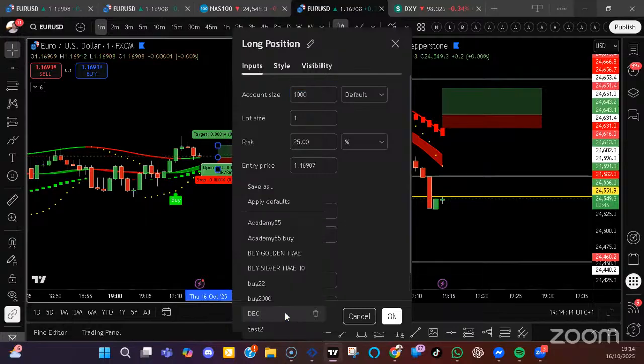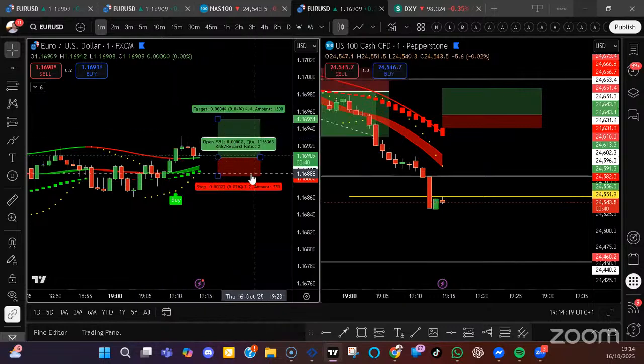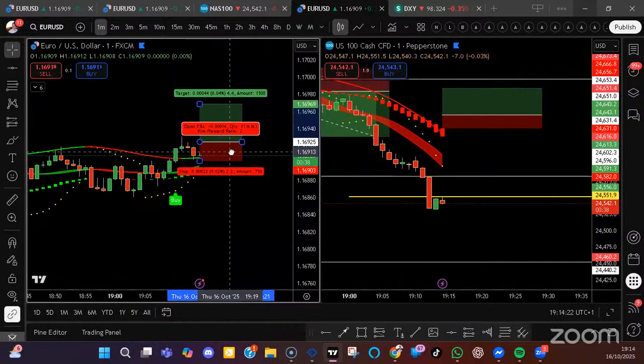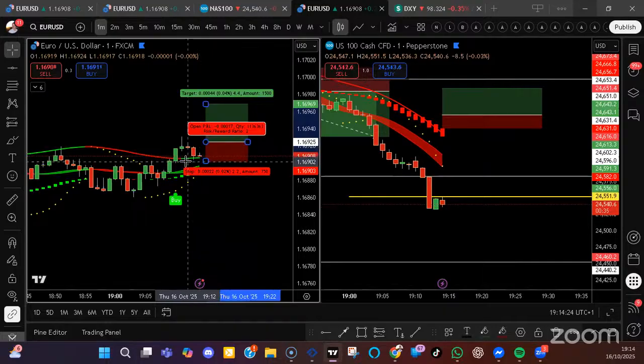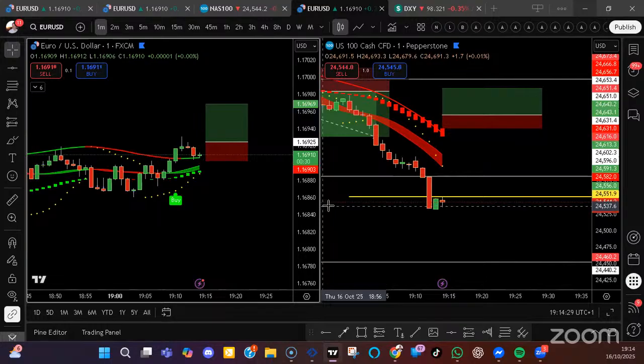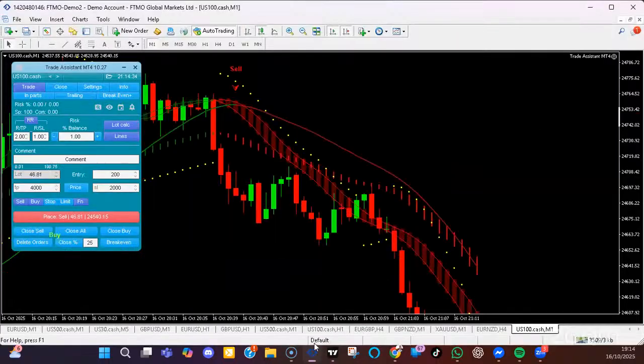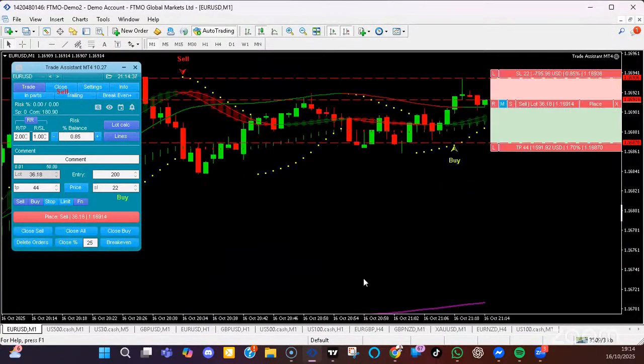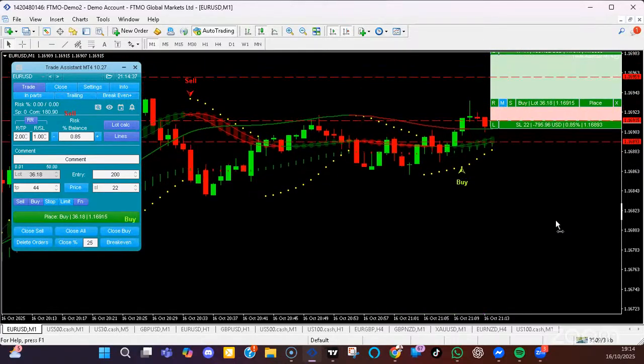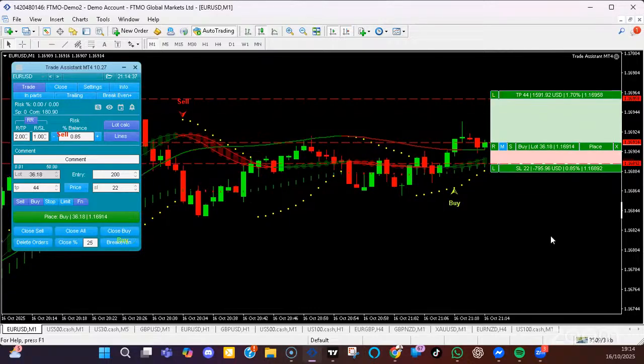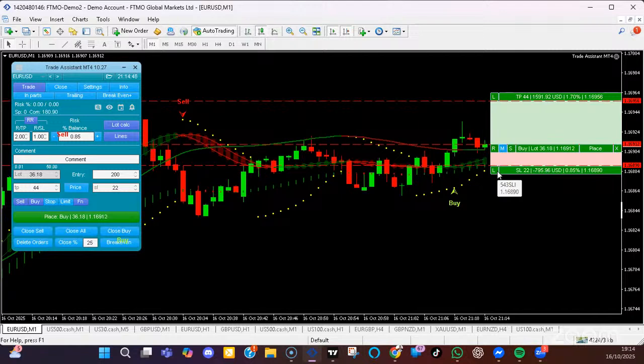Settings. There we go. This is the scenario we're looking at. Trend line's turned green. Got a buy alert. I wonder, should I? Yeah, I think I might actually try the buy if it goes up. This is 2.2 pips away.